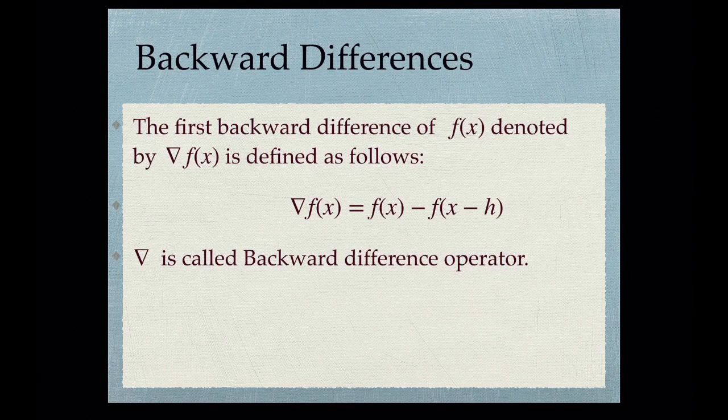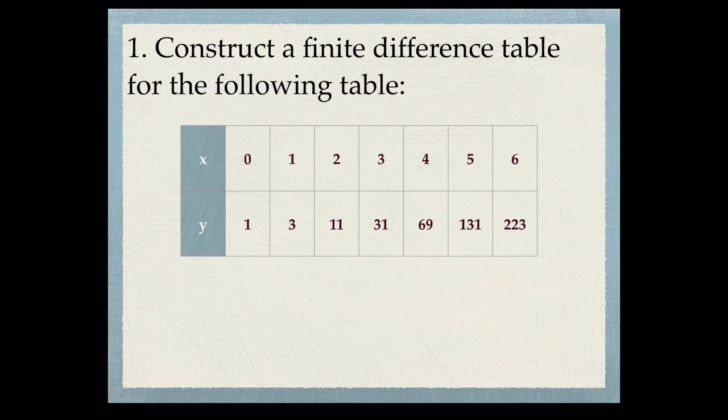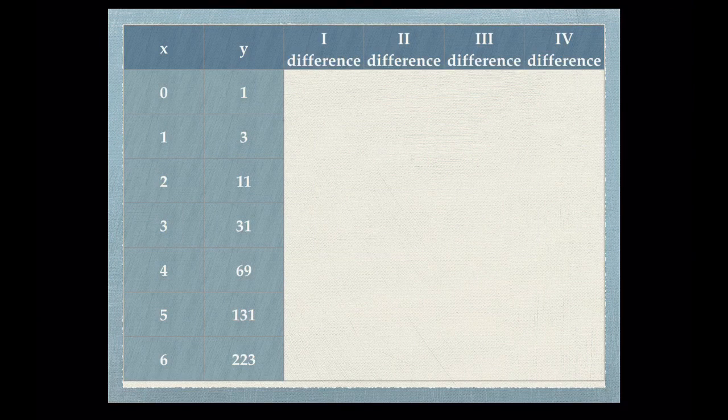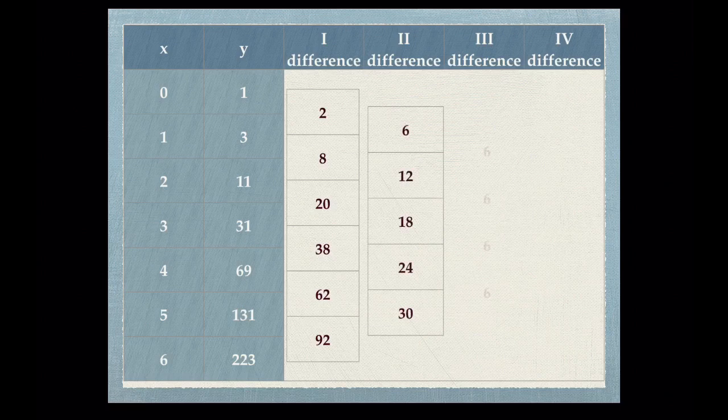To understand forward and backward difference in a better way, we will directly get into the problem. It's very simple. For that sake, I will take the problem which we solved yesterday: construct a finite difference table. Of course, I feel you people remember this. In our last video, we have solved this problem. X is equal to 0, 1, 2, 3, 4, 5, 6, and y is 1, 3, 11, 31, 69, 131, 223. As the first step of this problem, we will directly construct the finite difference table. This is already done in my previous session, so I would leave this as an exercise to you people.